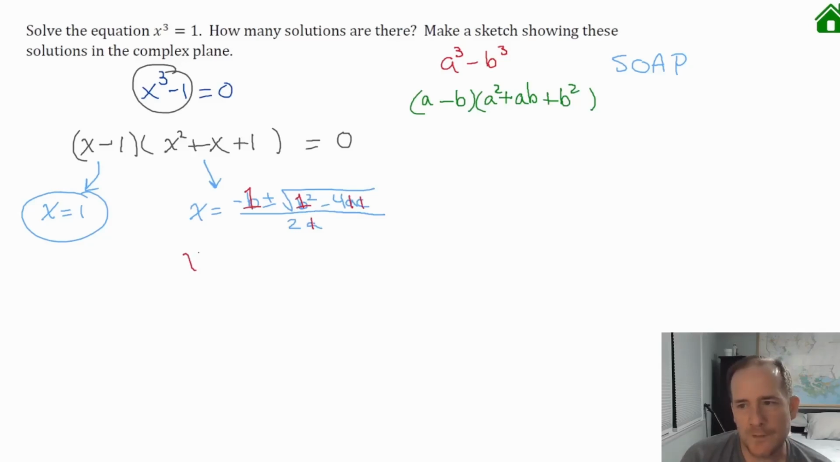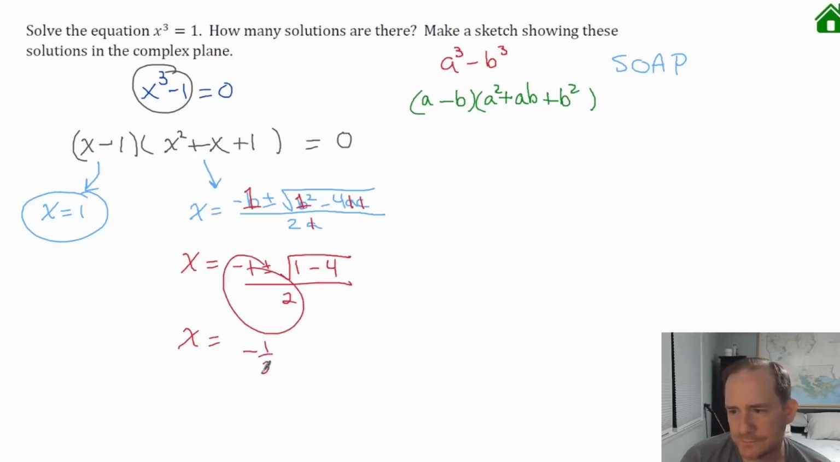So if you make everything 1, then you get x equals negative 1 plus or minus the square root of 1 minus 4, all over 2, which gives you negative a half plus or minus the square root of negative 3, so that's i root 3 over 2.